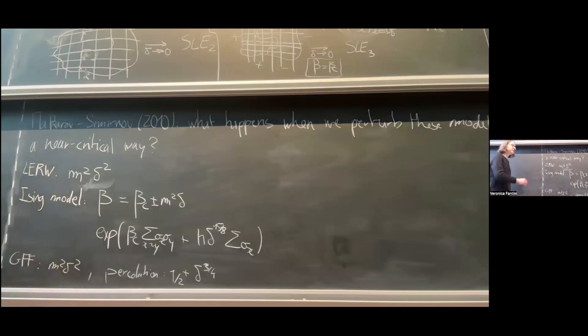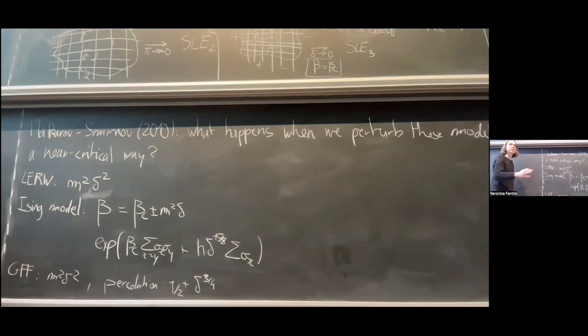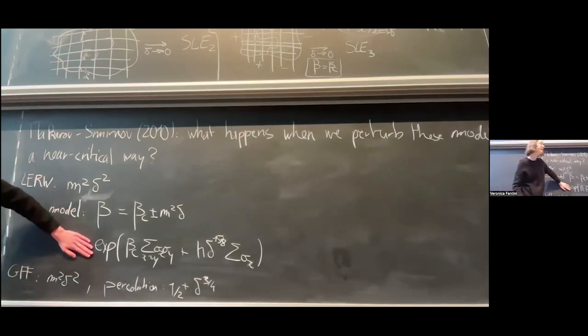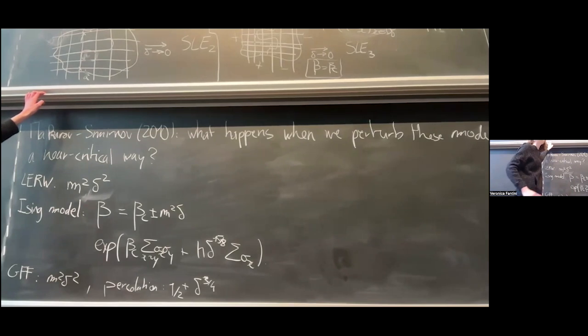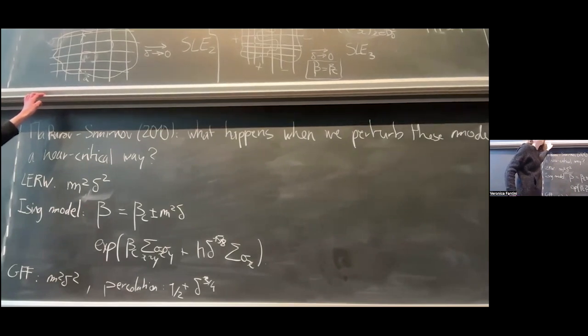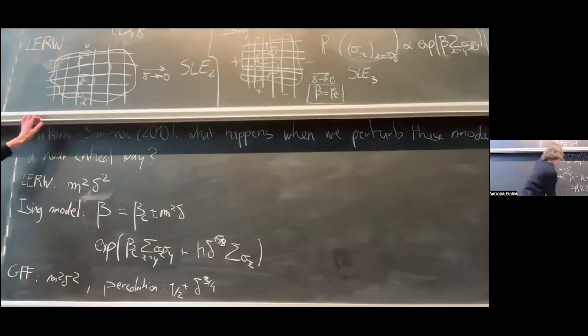And so today, we are going to show what I've just said in the case of the Ising model perturbed by an external field. So that delta to the 15/8 in front of the... Yeah, I'm going to come back to this. I will explain where it comes from. Okay. I'll come back to this. That's a good question.